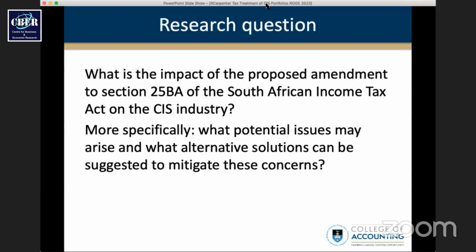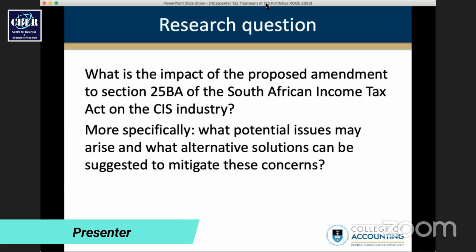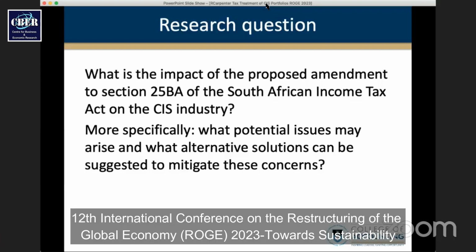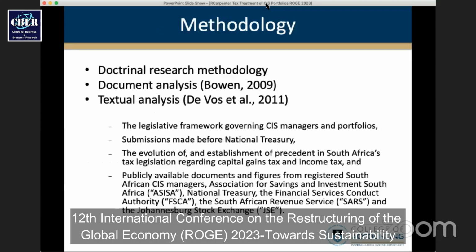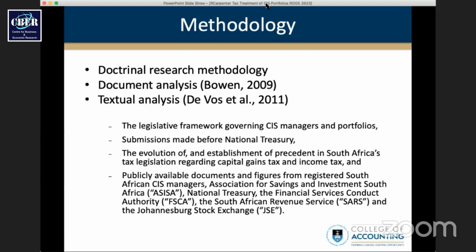So my research question is, what is the impact of the proposed amendment to Section 25BA of the South African Income Tax Act on the CIS industry? Or more specifically, what potential issues may arise from this proposed amendment, and then what alternative solutions can we suggest to mitigate those concerns?